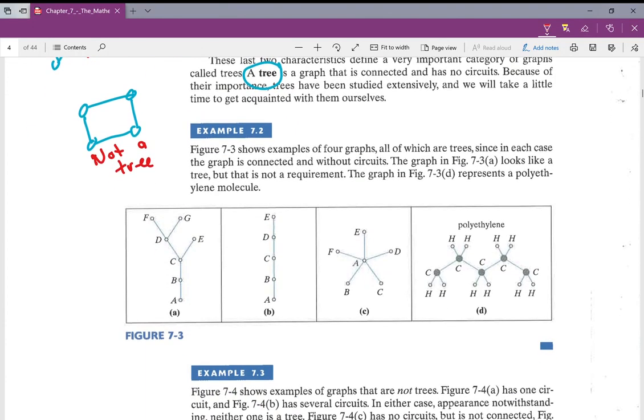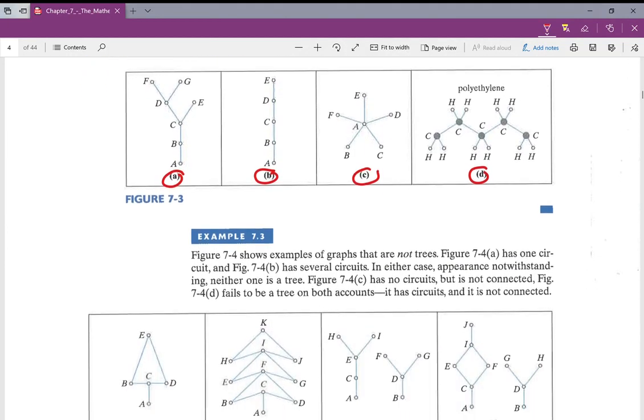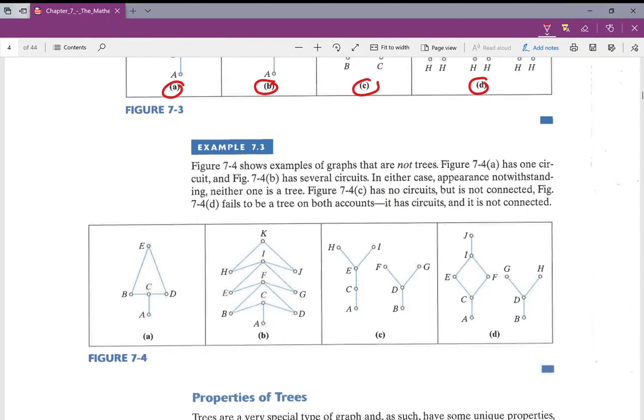So they've provided some examples for us. All four of these, A, B, C, and D, are trees because all of these graphs are connected and none of these graphs have circuits. In this next group, A, B, C, and D are not trees because these first two have circuits in them and these second two are disconnected.